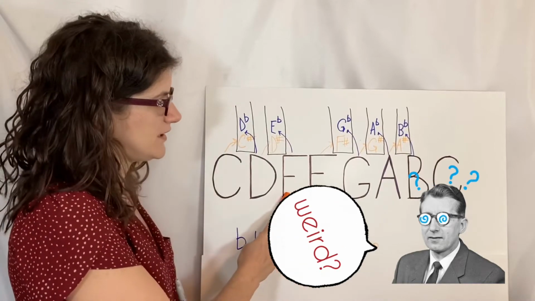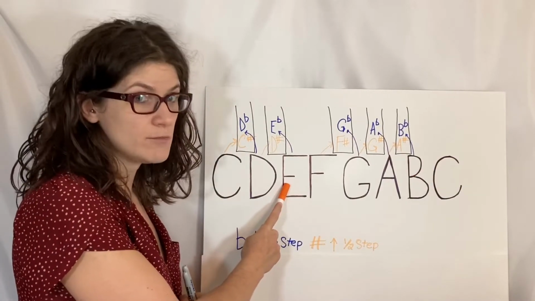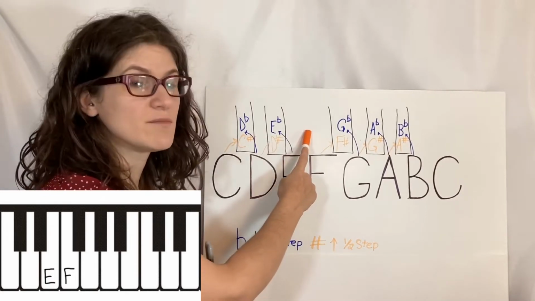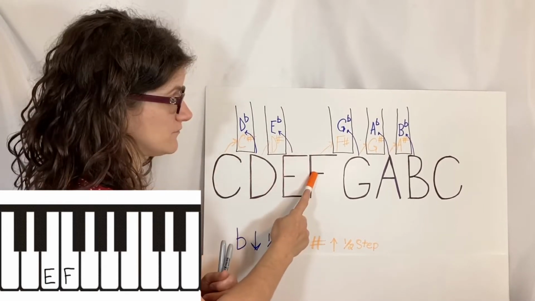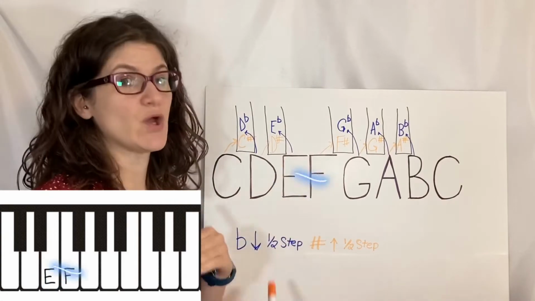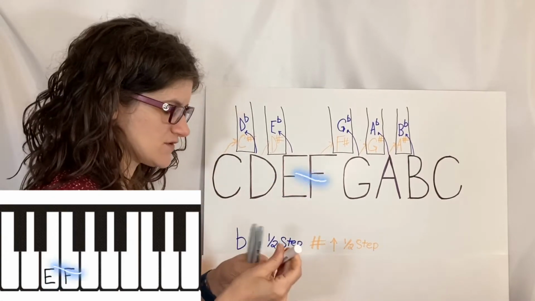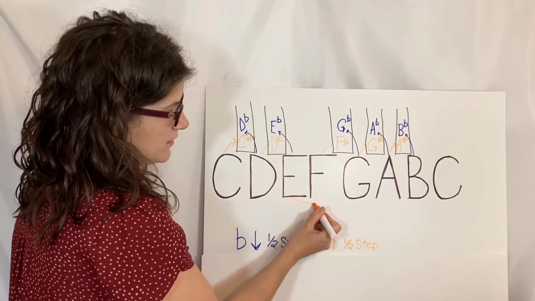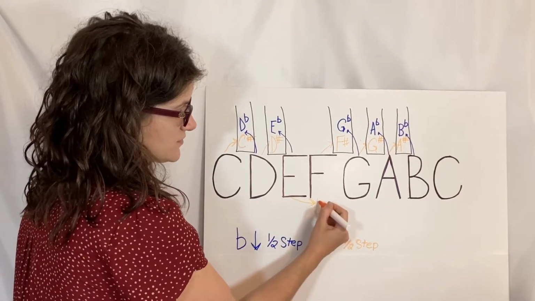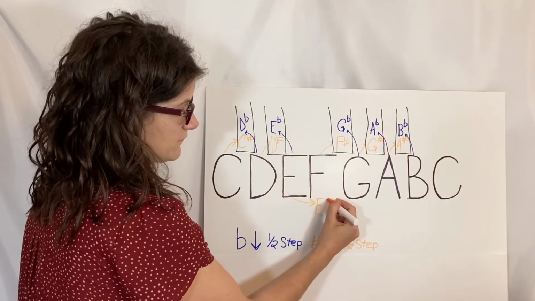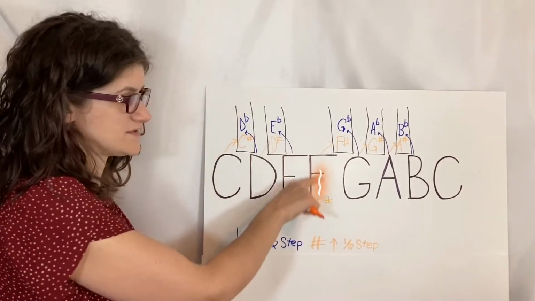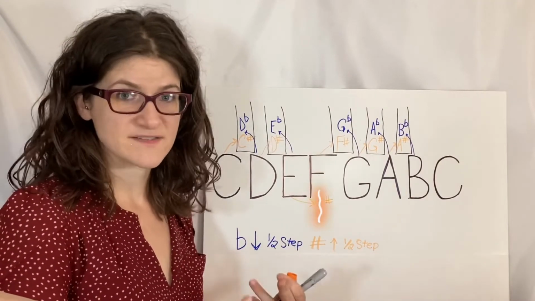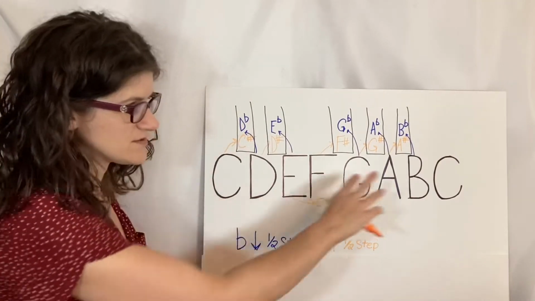If I want to play an E sharp, there is actually no in-between note between E and F. They are smack dab right next to each other. So if I want to play an E sharp, I'm going to go directly to F. These are the exact same note. They occupy the same space. It's the same pitch.